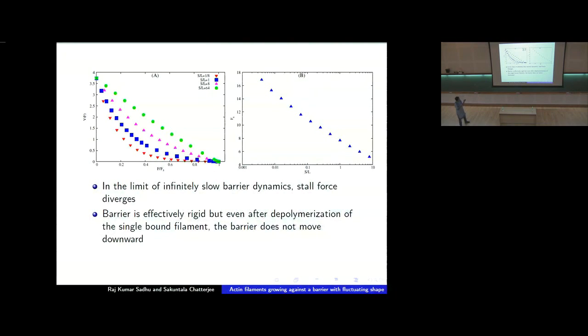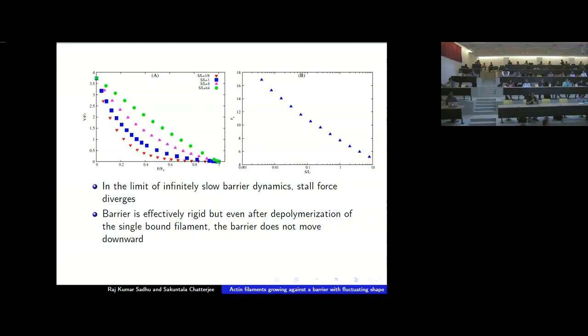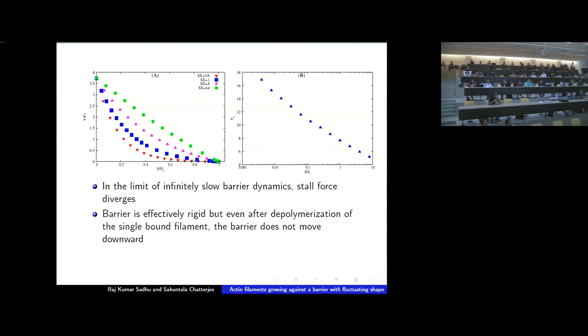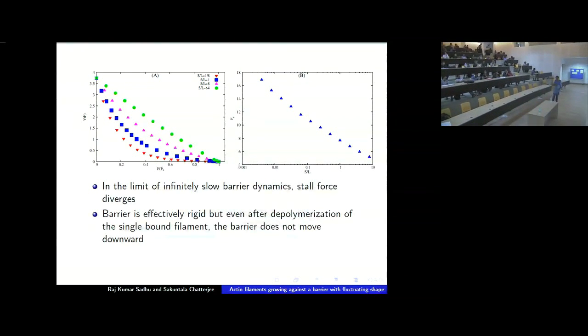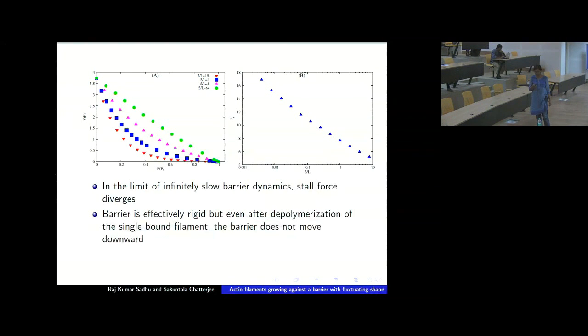So another thing is that this phenomenon of stalling can also alternatively be interpreted as a balance between the global and local movement. So when local movements become more and more important, the balance is reached at a smaller force, and this is why the stall force goes down when the surface barrier dynamics becomes faster.